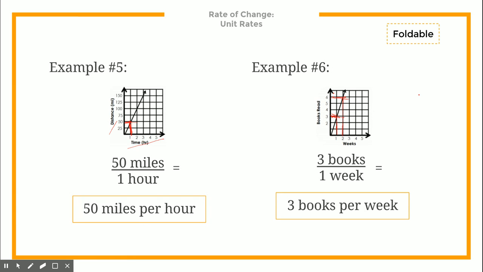Now, another thing to note is that some of the problems that you're going to see as examples, they're not always going to work out perfectly with 1. You might have to look at one that is at 2 or 4 or 5 and then reduce that ratio, okay?